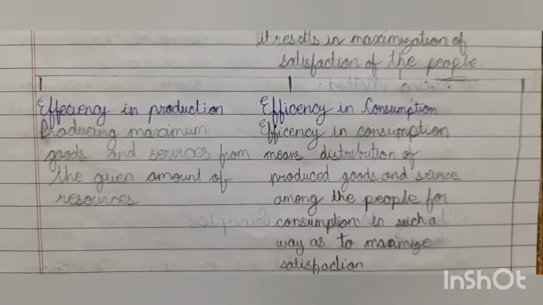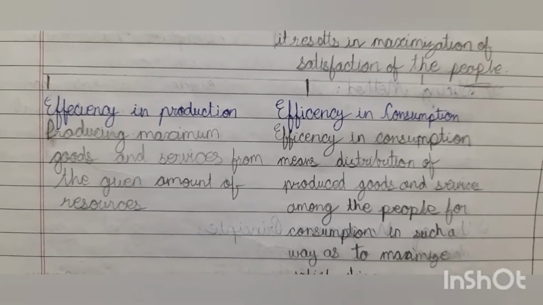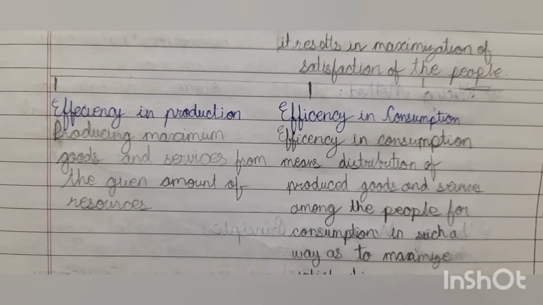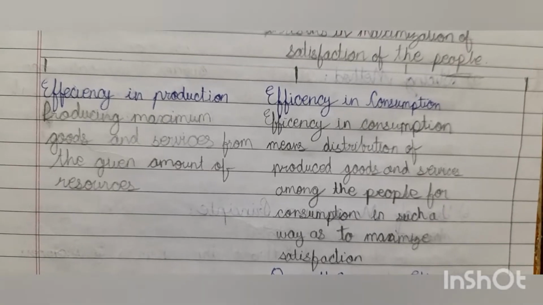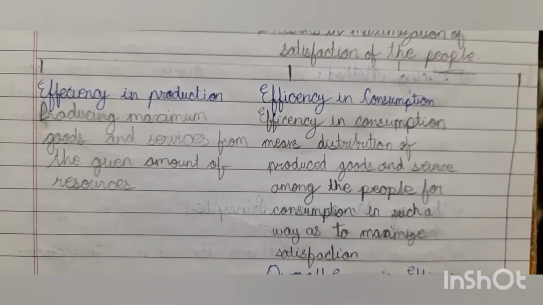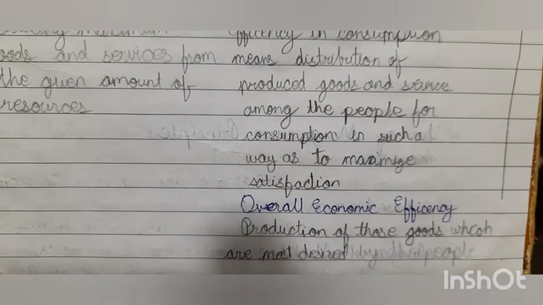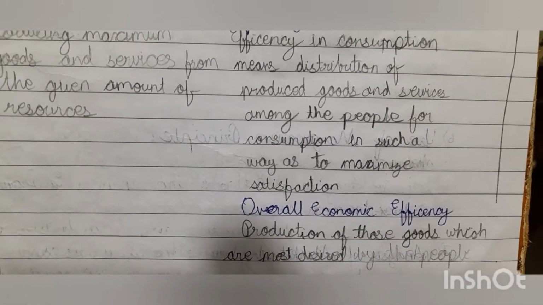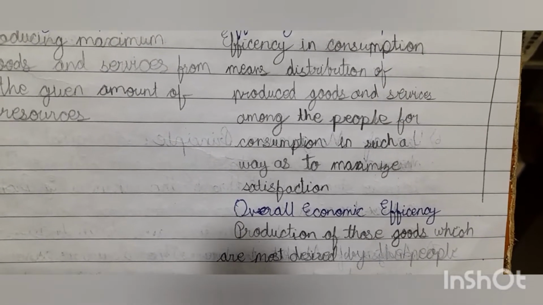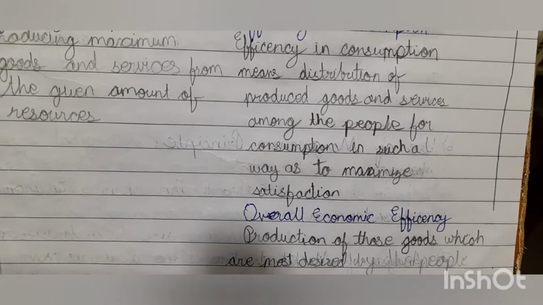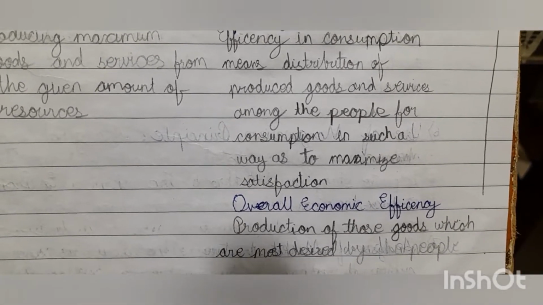Efficiency in consumption. So in consumption, efficiency basically means that all the produced goods and services are distributed among people in such a way so as to maximize satisfaction. That is, everyone gets those goods and services. Concluding with the third subpoint in theory of economic welfare, overall economic efficiency. So production of goods which are most desired leads to overall economic efficiency.